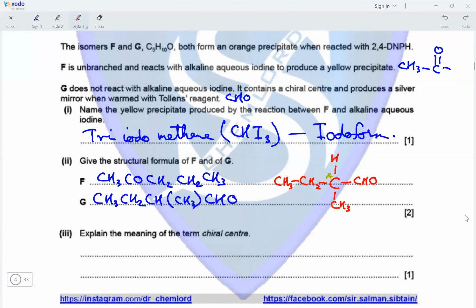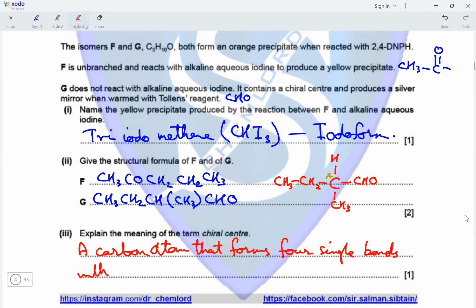Explain the meaning of the term chiral center. A chiral center is a carbon atom that forms 4 single bonds with 4 different atoms or groups of atoms.